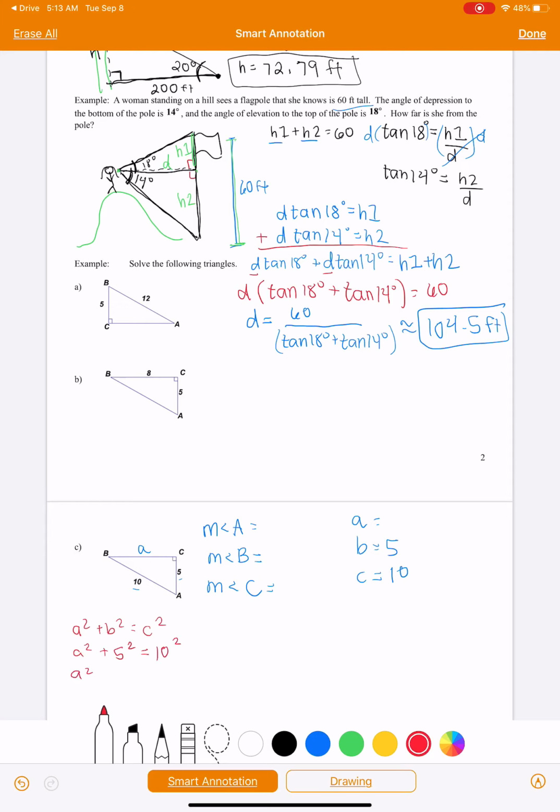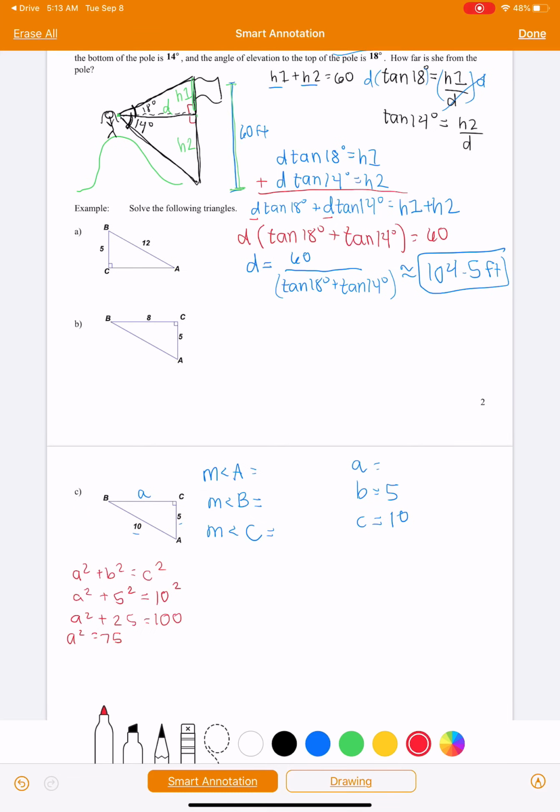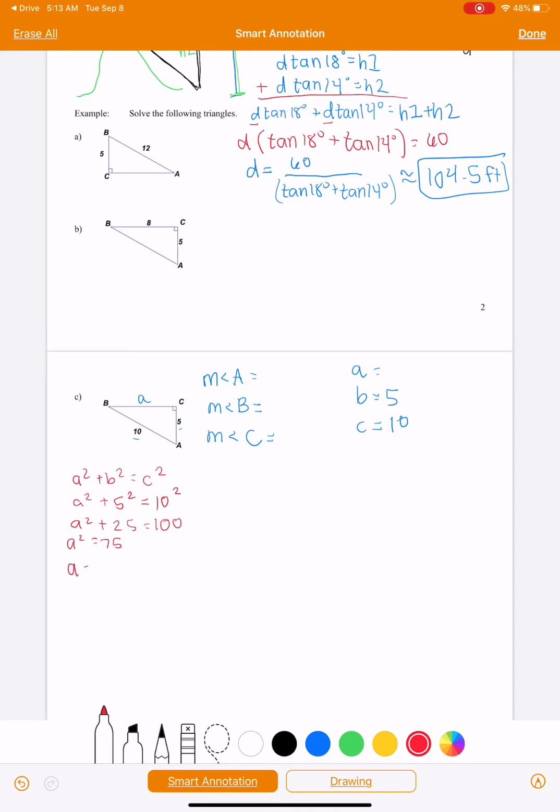Okay, so if I start solving this, 5 squared is 25, 10 squared is 100. So 100 minus 25 is 75. And then the square root of 75 is going to be about 8.66. I'll just round it to 8.7. All right, so I just found my third side length.